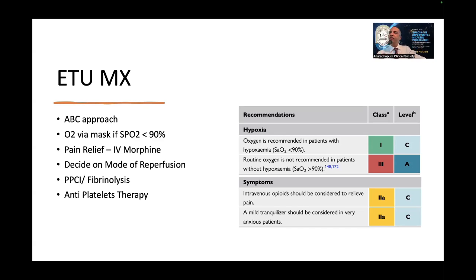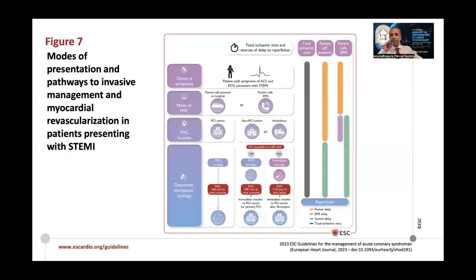So decide on the mode of thrombolysis before giving the drugs. Then give the antiplatelet drugs, right? The timing of deciding on the mode of revascularization is important. How to decide that? Depending on the available facilities. When a STEMI comes to this ETU, you should contact the on-call cardiologist.